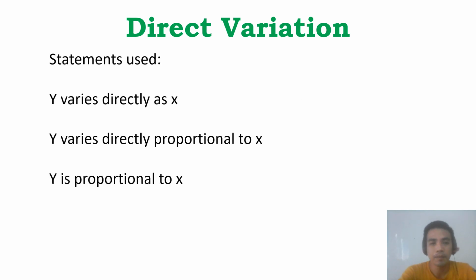Okay, next. So, there are statements na ginagamit to express or to show direct variation. So, ito yung mga ginagamit. We have y varies directly as x. Y varies directly proportional to x. Y is proportional to x. So, if you encounter these words or these phrases, ibig sabihin, this is direct variation. Okay?